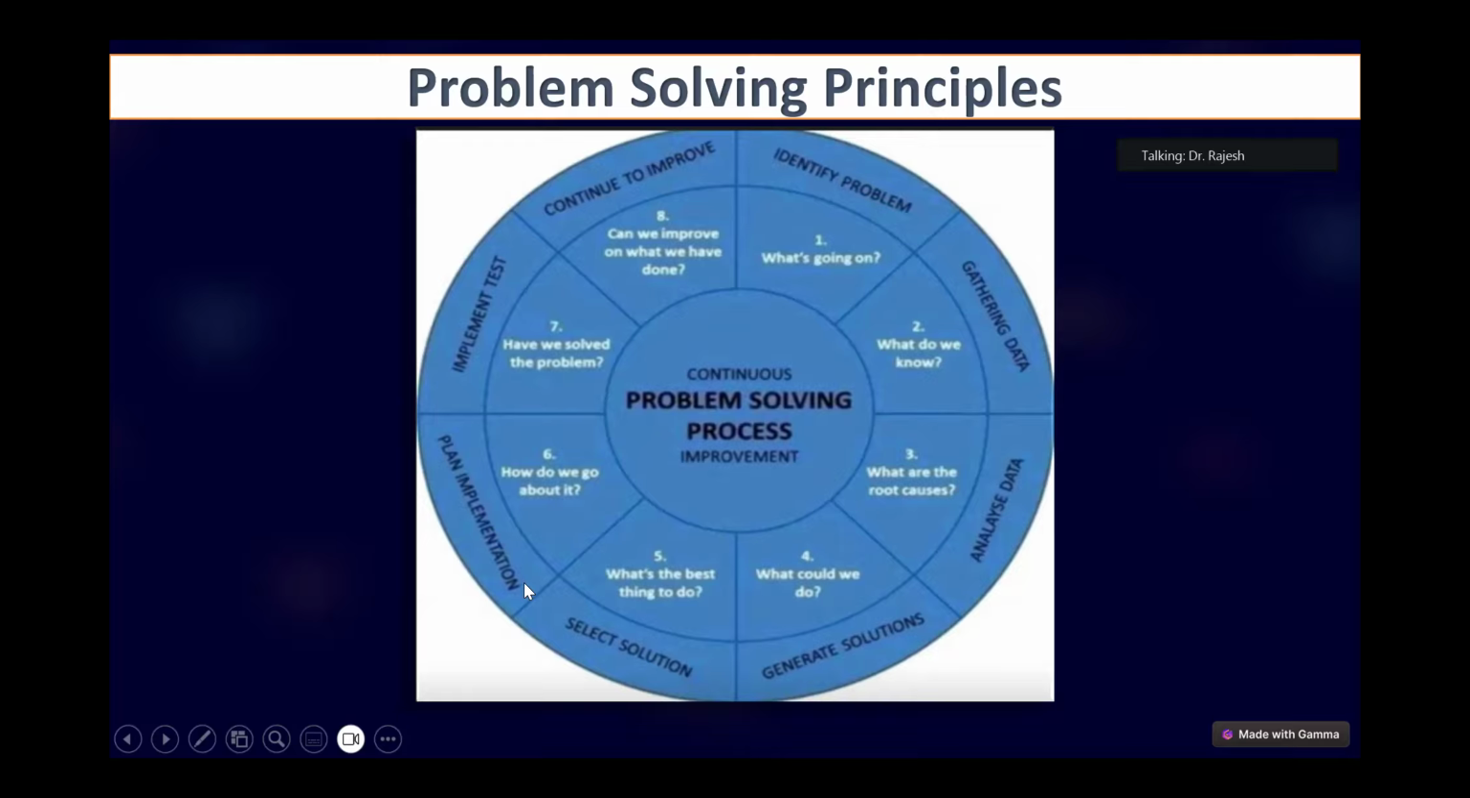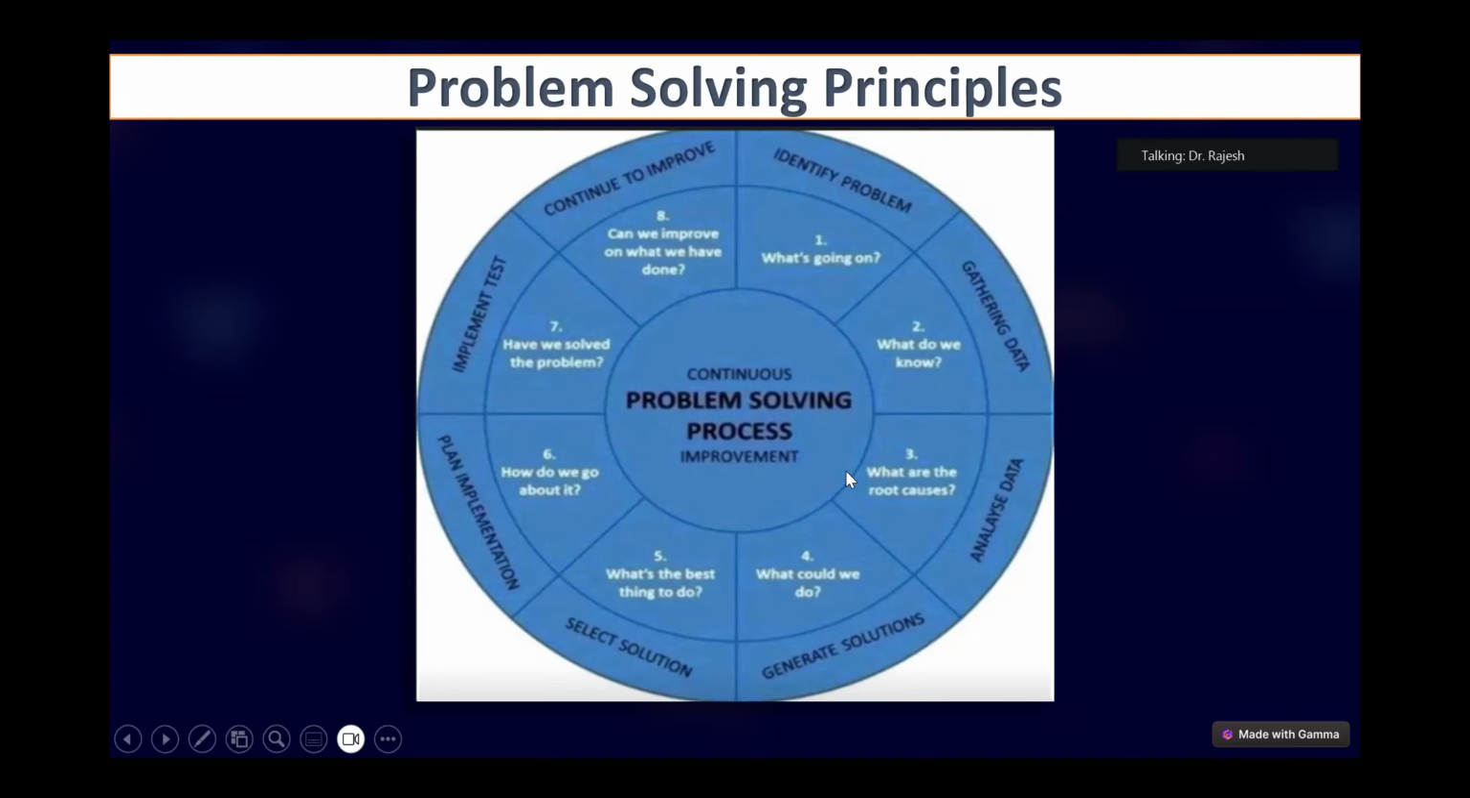Once you start implementation, test and monitor whatever you're trying to build in. Is it working or not? Even though it is working, continue to improve. If you keep doing this, it is called the continuous cycle, right?